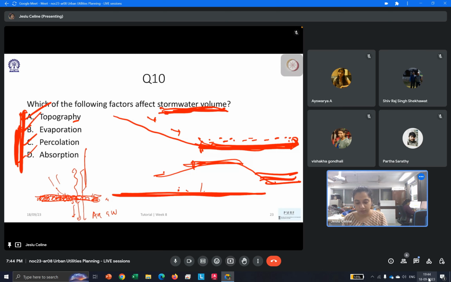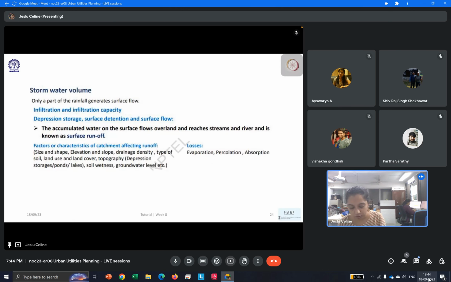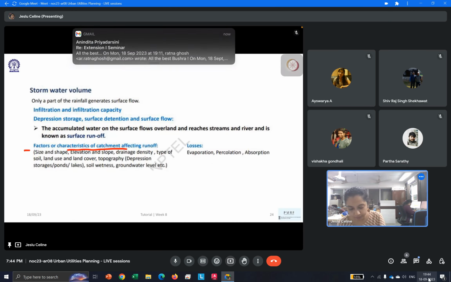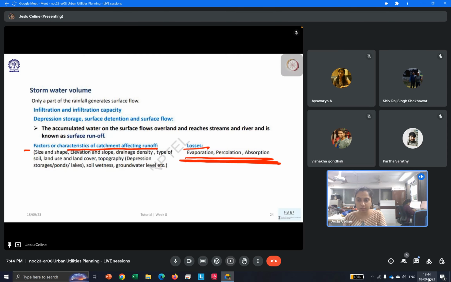So let's proceed. This is what we saw. There were two factors affecting the catchment area, and then we also had the losses. These are the losses: evaporation, percolation, and absorption. These are factors affecting catchment area.